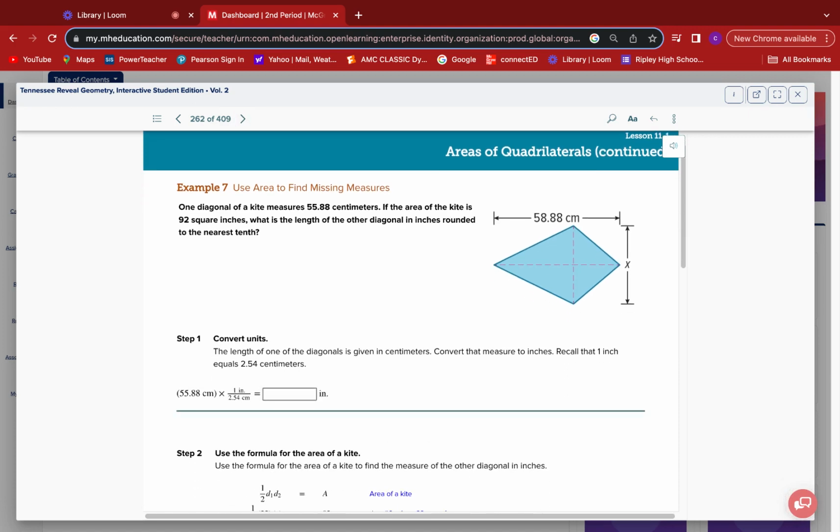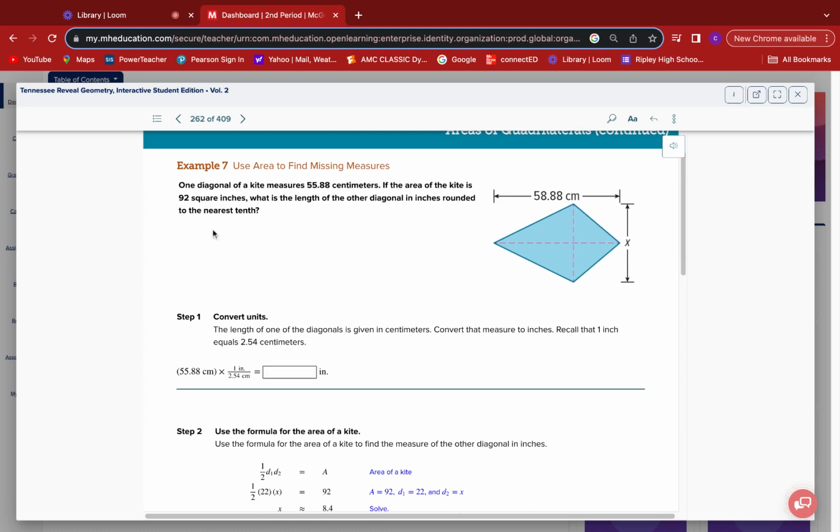Example number 7, going to find the missing measures. Okay, so this time they do not give me what I need. I have the length of one diagonal, 55.88 centimeters, but I do not have the other diagonal. They say it's X. Let's see what we do have. One diagonal of a kite, 55.88. If the area, okay, so they give me the area, which means I'm going to plug that 92 in for the A in the formula for the area of a kite, and I'm going to solve for the other diagonal. Okay, so everybody, we're going to take 92.